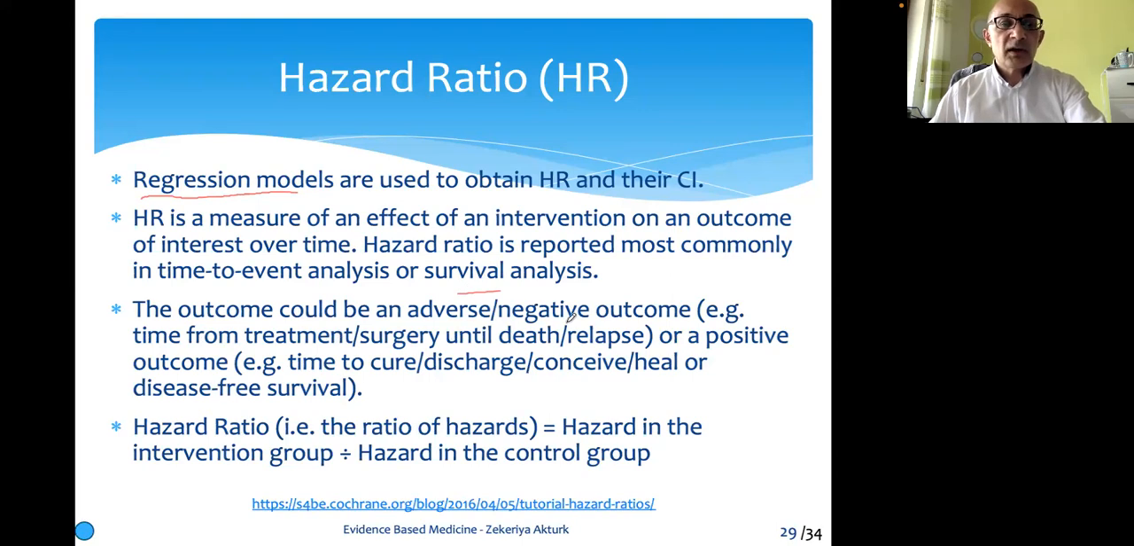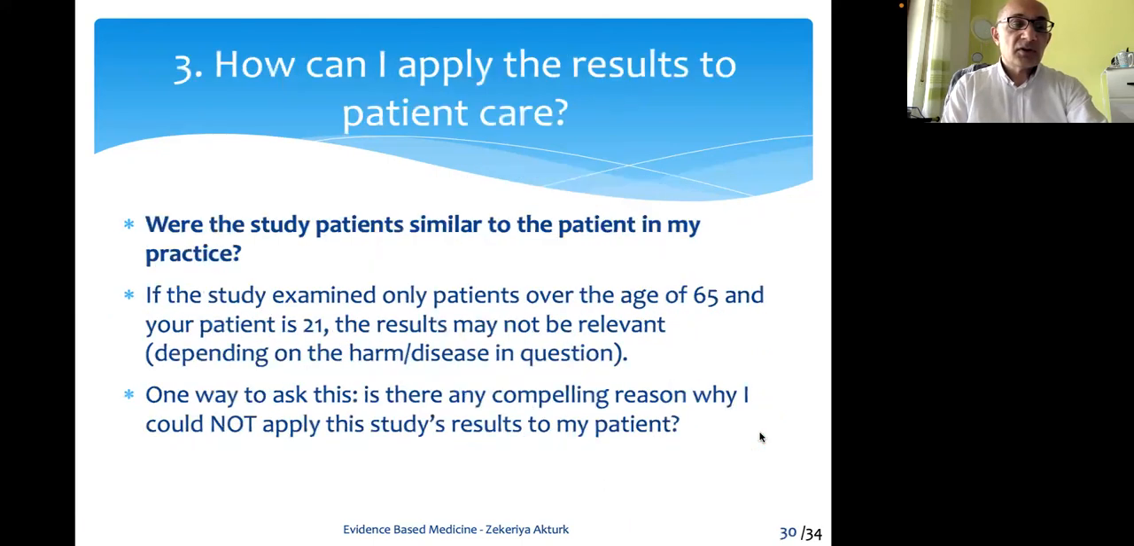The outcome could be an adverse or negative outcome, like time from treatment or surgery until death, or a positive outcome, like time to cure or disease-free survival. Hazard ratio is the ratio of hazards, equal to hazards in the intervention group divided by hazard in the control group. So in interpretation, it is very similar to the odds ratio or to the relative risk. The interpretations are very similar.